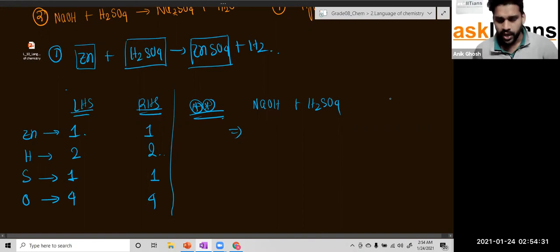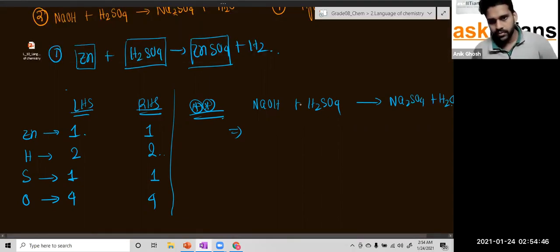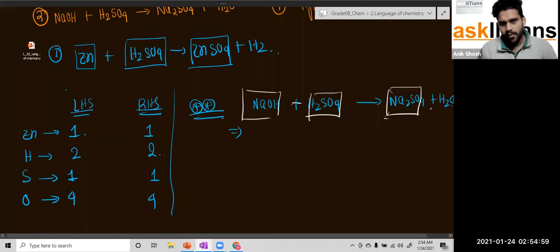So the products are Na2SO4 plus H2O. Now let's see how to solve this question. NaOH plus H2SO4. The first thing is to make some boxes around it. Now look into it. Now let's make the list.